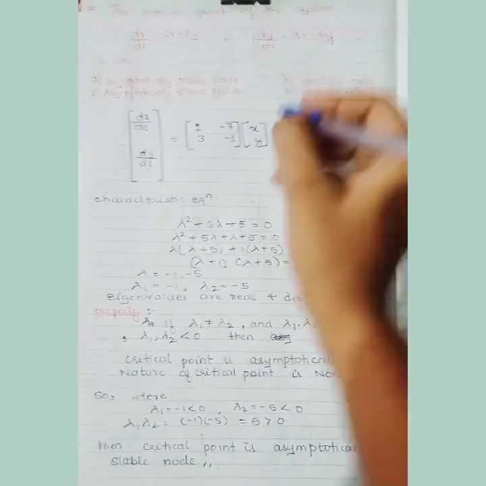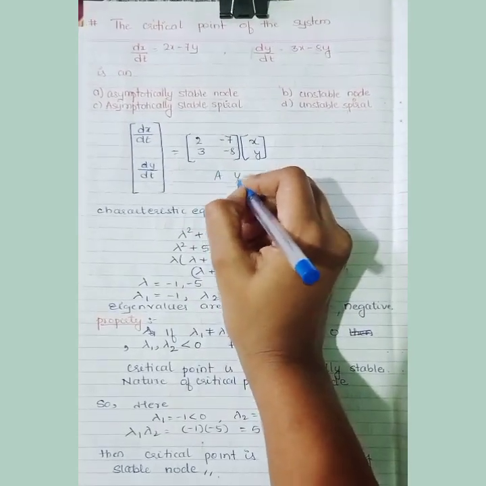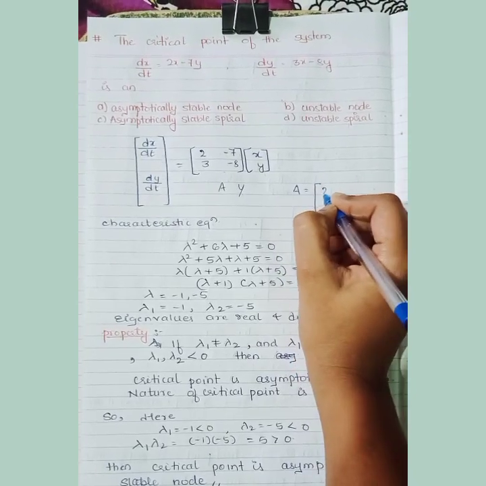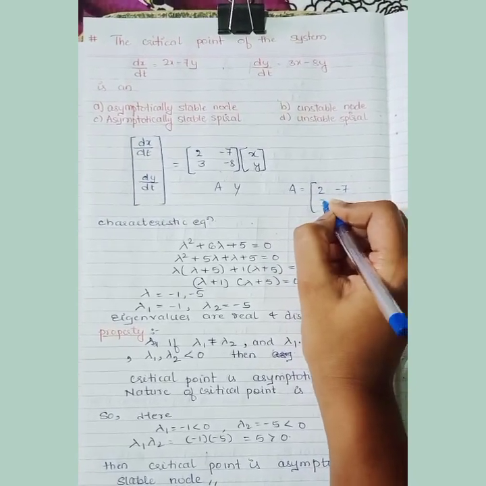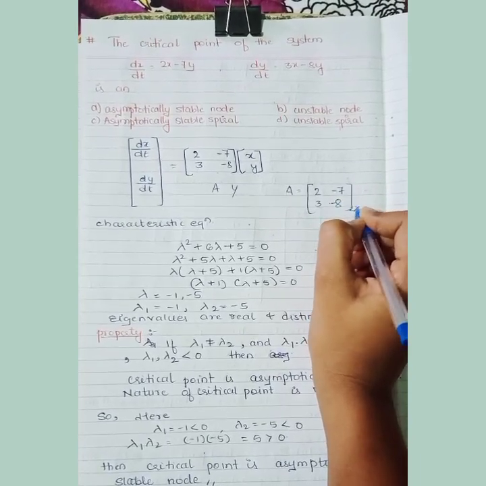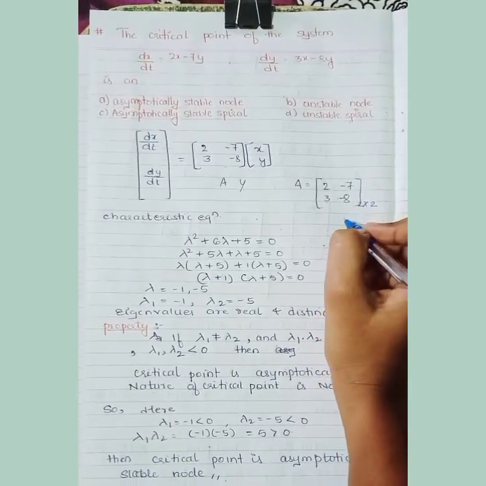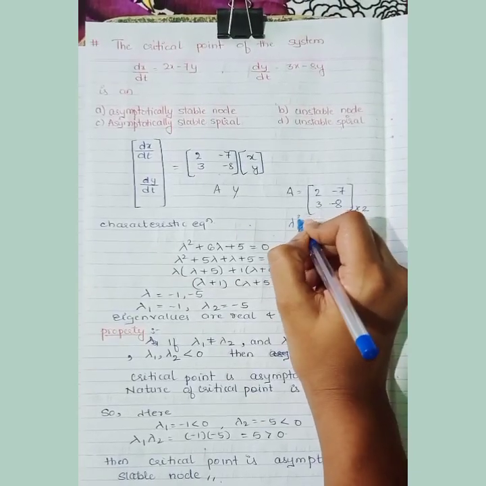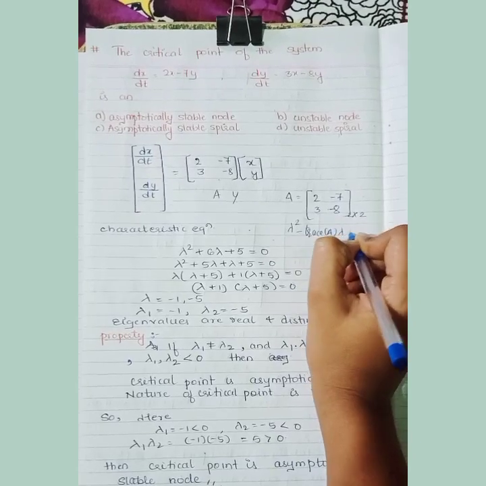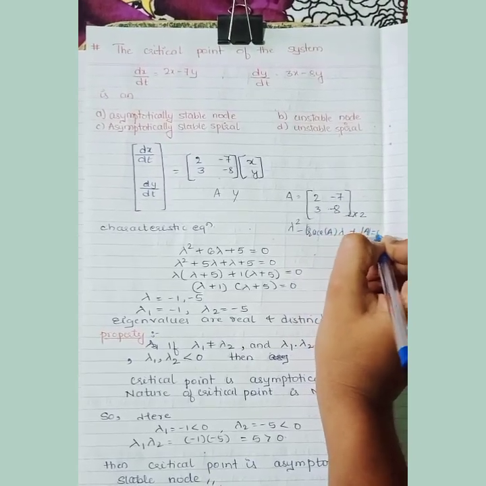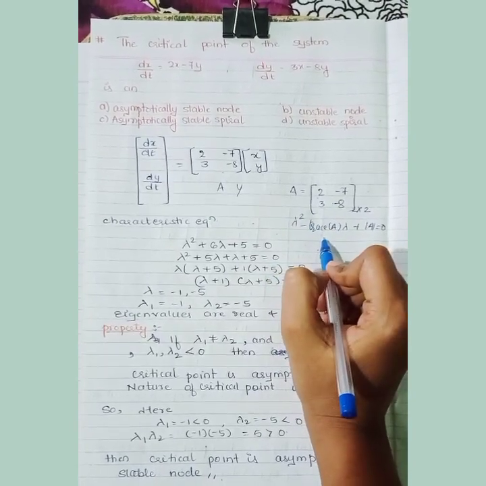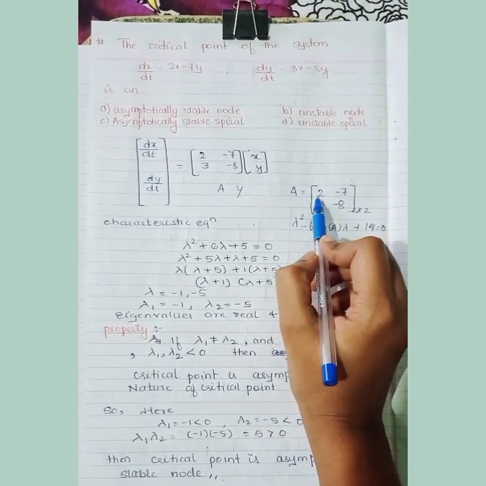Here we got that this is your A matrix and this is your Y. A is a matrix of order 2 cross 2, that is 2, -7, 3 and -8. We know how to find the characteristic equation. The characteristic equation will be lambda square minus trace of the matrix A into lambda plus determinant of A equal to 0. The trace of the matrix is nothing but the sum of the diagonal elements.